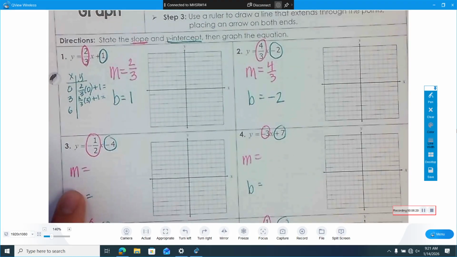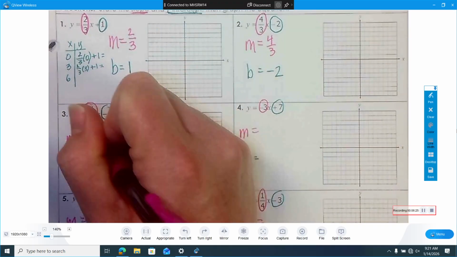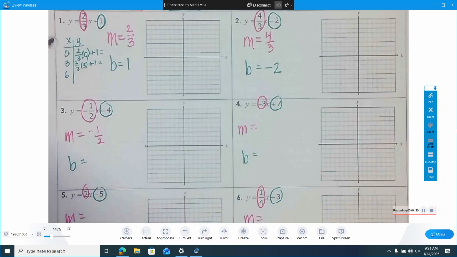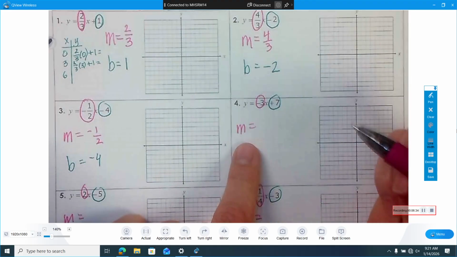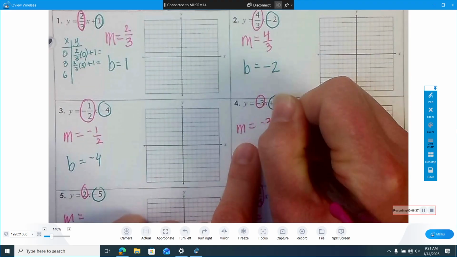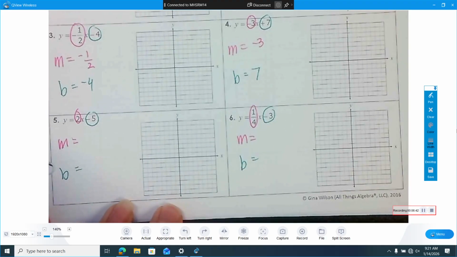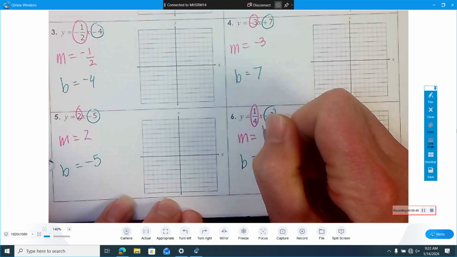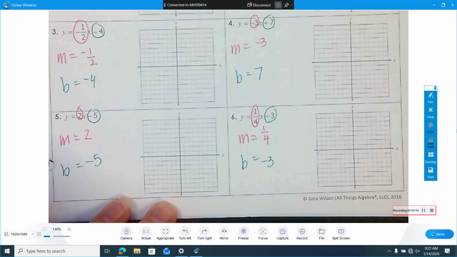On number 3, what's the M? -1/2. And what's the B? -4. Beautiful. On number 4, what's the M? -3. Very good. What's the B? 7. Very good. On number 5, what's the M? 2. What's the B? -5. Good. And on number 6, what's the M? 1/4. And what's the B? -3. All right. Was that pretty easy to identify?